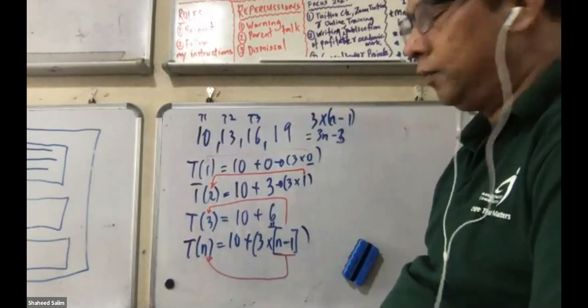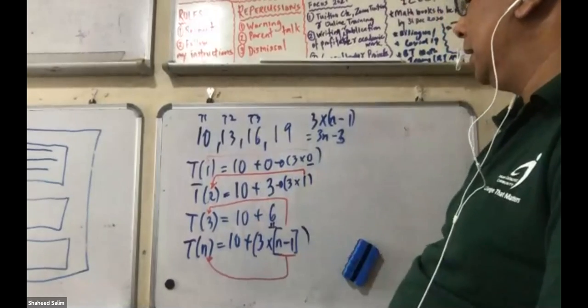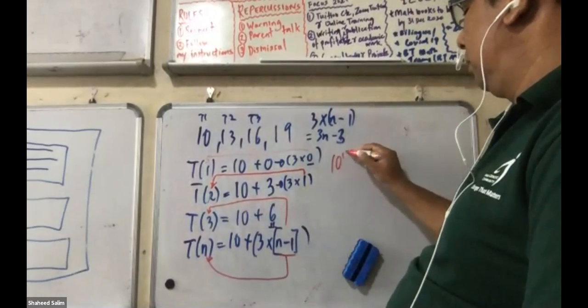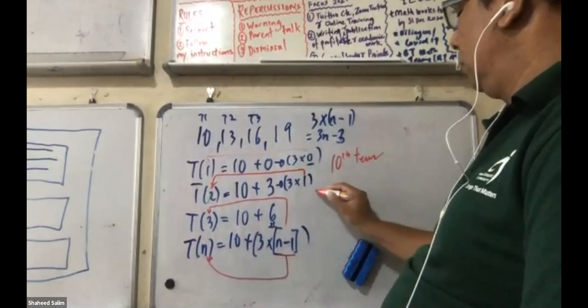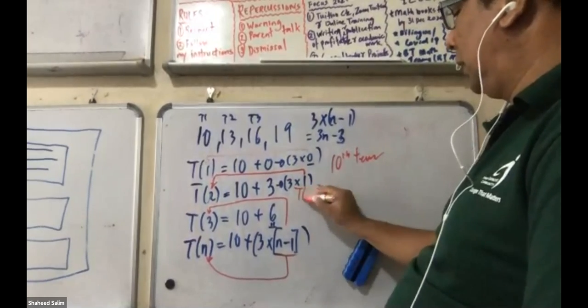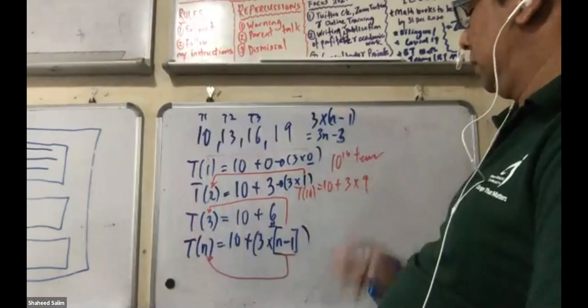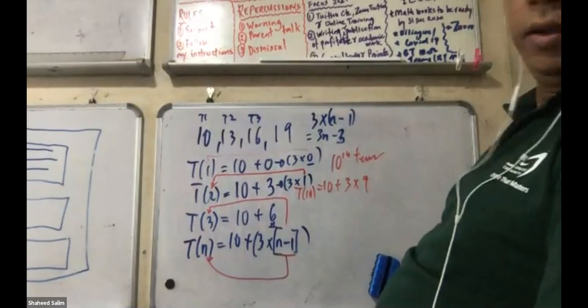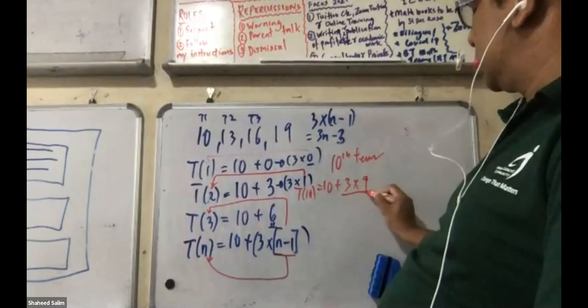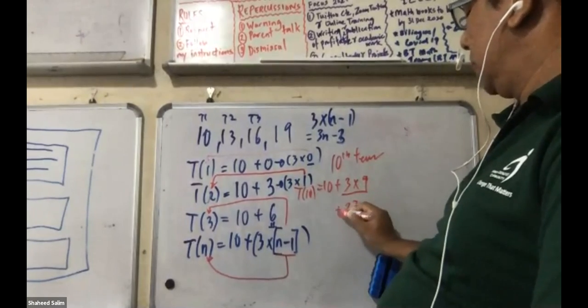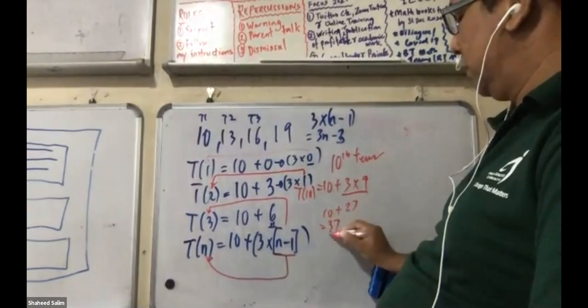So if I ask you to find the 10th term, what is the formula? T10 is equal to 10 plus 3 times (10 minus 1), which equals 9. You get it? So 3 times 9 is 27, plus 10. So it's 37.